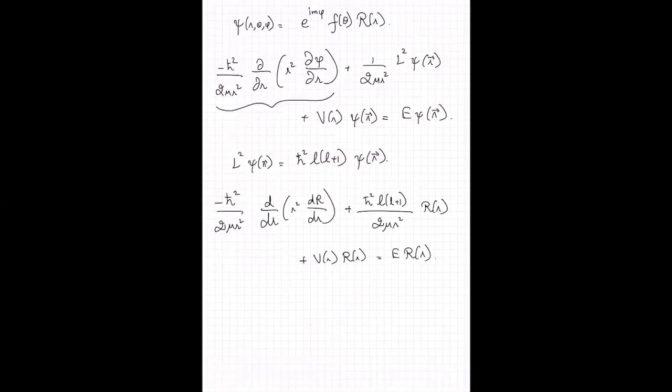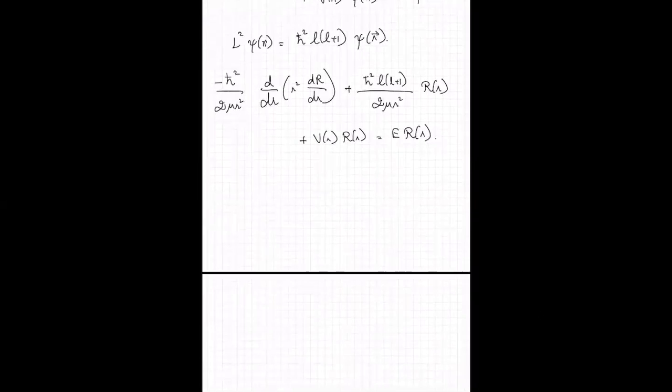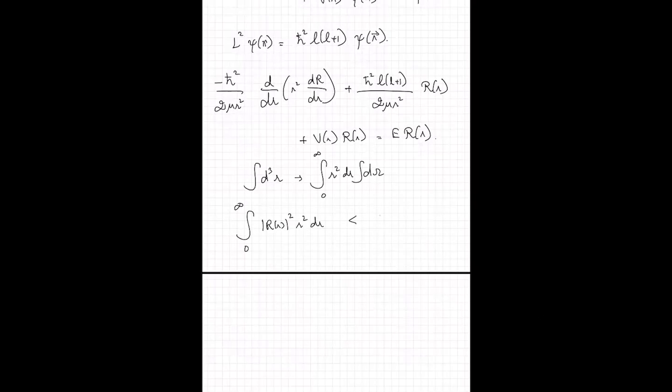R of r is something that I have to figure out once I solve this differential equation, and I demand that the solution should be such that R of r is normalizable. Remember that in 3 dimensions d cubed r is r square dr times the solid angle d omega, where r goes from 0 to infinity. So if I want R of r to be a normalizable function, I want the integral from 0 to infinity of mod R of r squared times r square dr to be less than infinity. In other words, I'm looking for normalizable solutions.